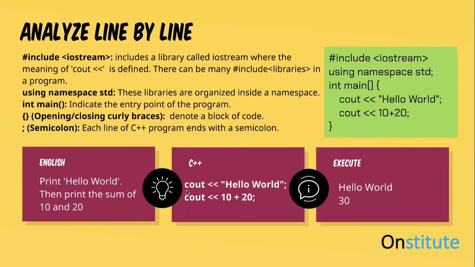In C++, you have to use this cout function to print something on the screen. So we have used cout in here, followed by Hello World. This will print Hello World on the screen, and in the second line we have printed cout 10 plus 20, which will print 30 on the screen. So this is the analysis of the first C++ program.